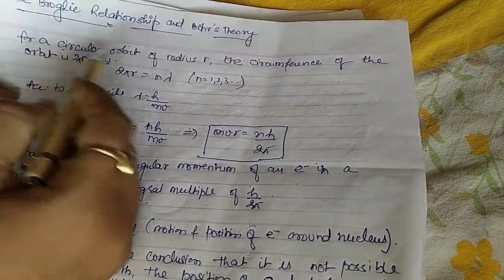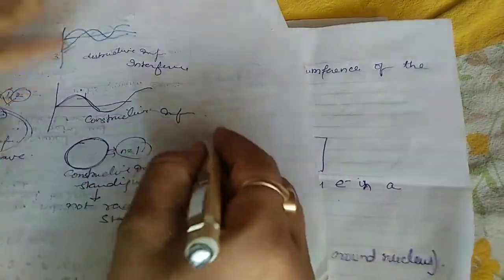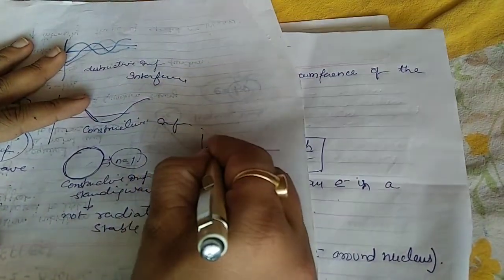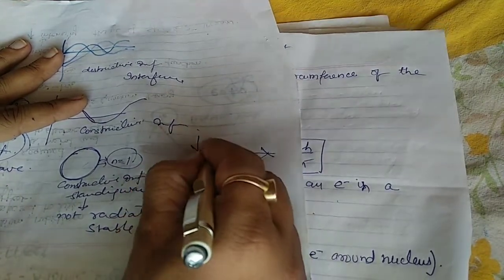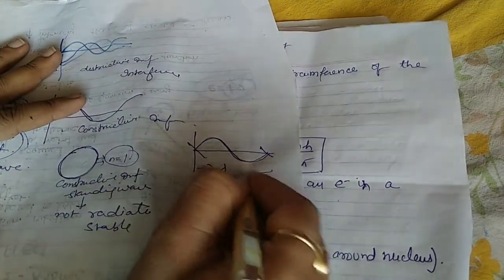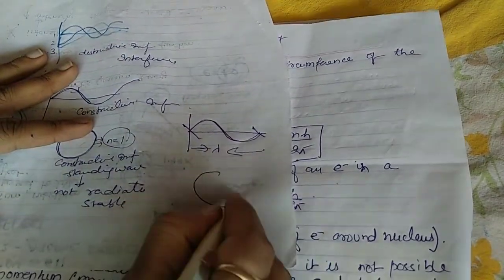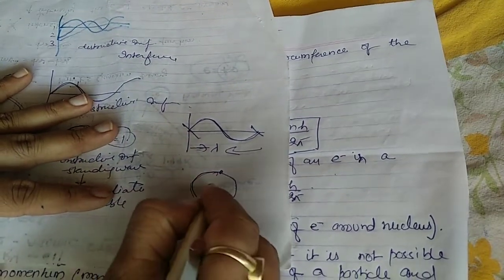See, for a particular orbit of radius r, see this thing. If this is a wave, this is known as lambda. The path covered by the wave in a particular time is known as wavelength. So suppose in a circular orbit, this is a particle and it covers a path of radius r.